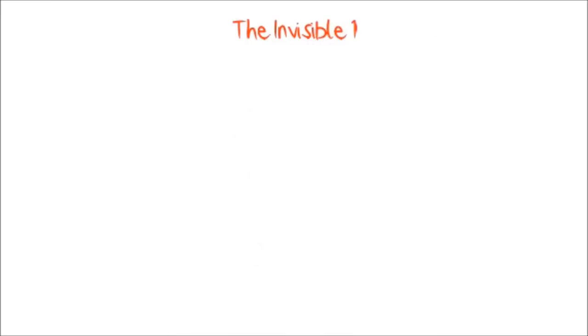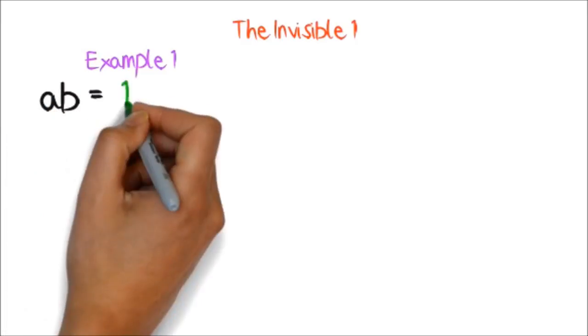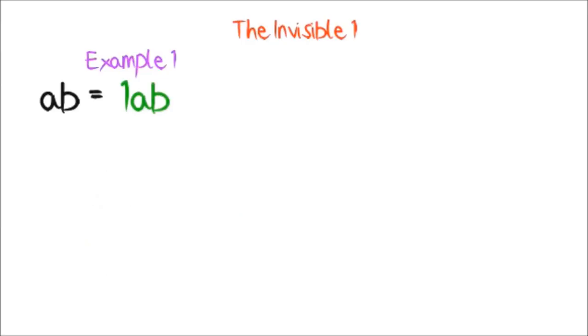The invisible 1. Let's look at the invisible 1 in algebra. Example: AB is the same as 1AB. This means if we have just letters without a number in front, the invisible 1 is assumed.